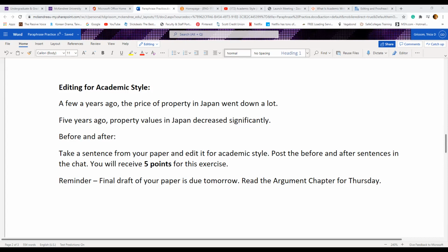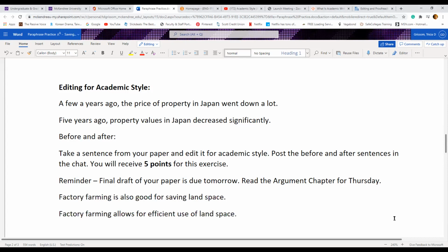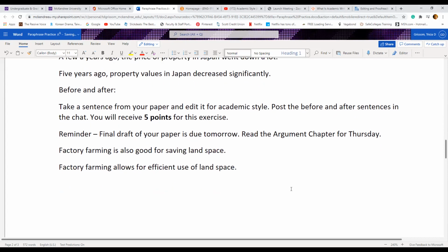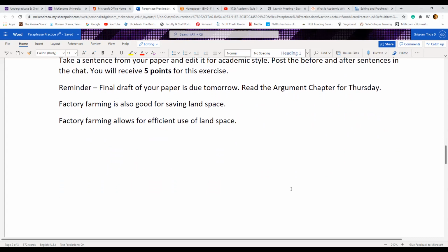Very good, Lily. This is a much better word here. Very nice. You replace this. Also, efficient use, much better description, much more specific.